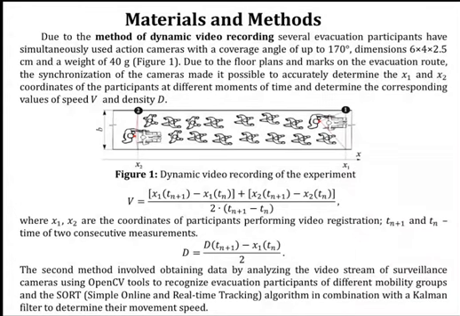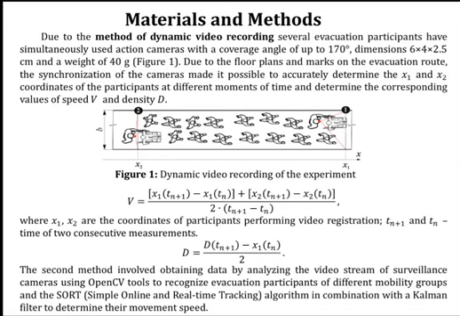What materials and methods have we used? Due to the method of dynamic video recording that we used, several evacuations, as we see in figure 1, several participants of evacuations have simultaneously used action cameras. These cameras were simultaneously recording the process of movement, and after the experiment ended, we made measurements. The recordings of two different cameras we synchronized, and we could calculate what distance for the period of time was covered by the participants. Also, we could calculate by equation number 2 the average density on that period of time.